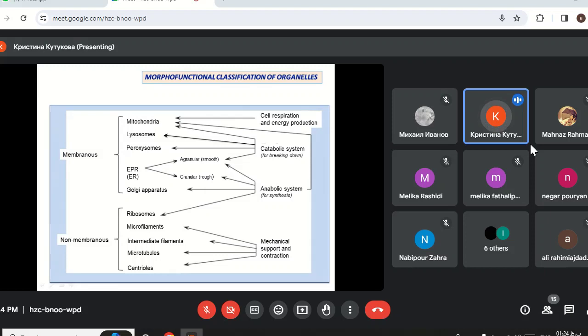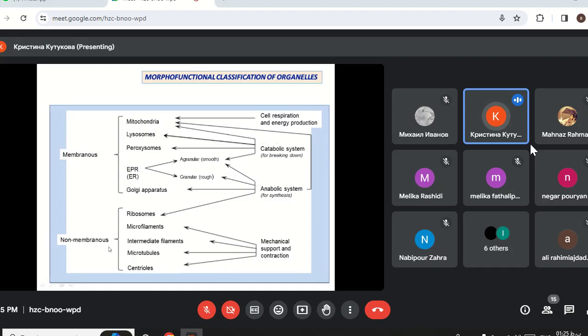Next we start to discuss the organelles. We have a lot of different organelles inside the cell, and they are divided into 2 major classes: membranous and non-membranous. Membranous are composed of membrane and some internal components. They are mitochondria with 2 membranes, lysosomes, peroxisomes, endoplasmic reticulum, smooth and rough, and Golgi apparatus. Those consist of 1 membrane layer.